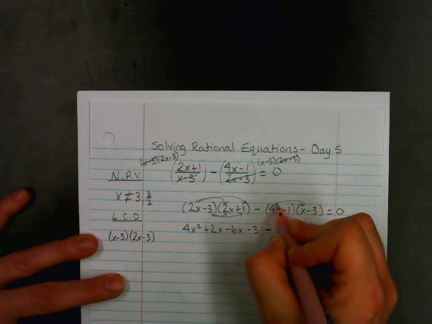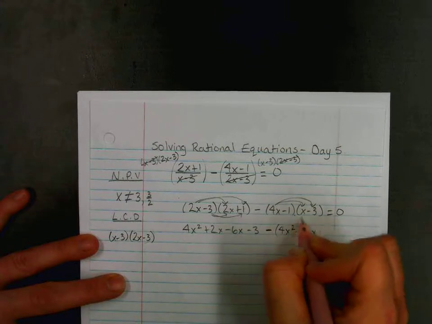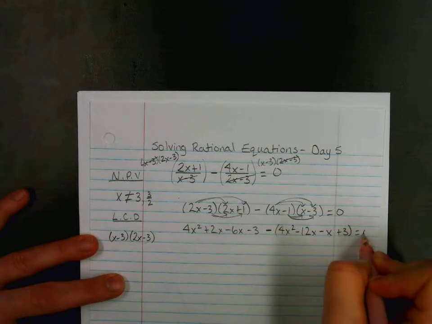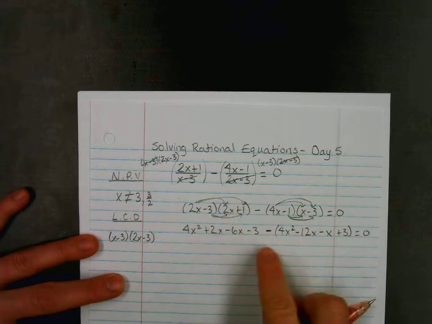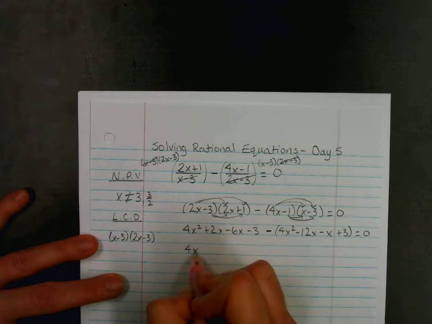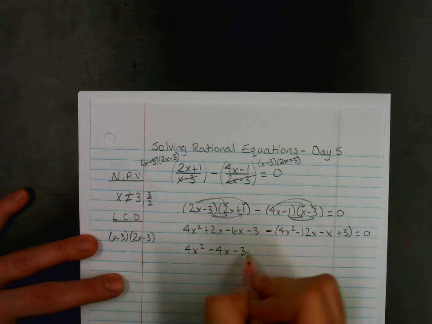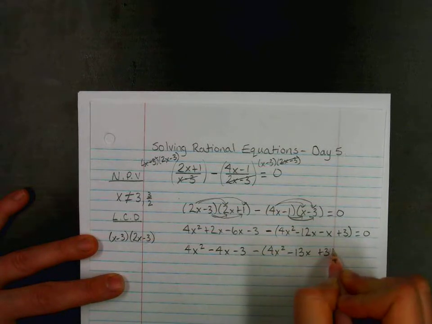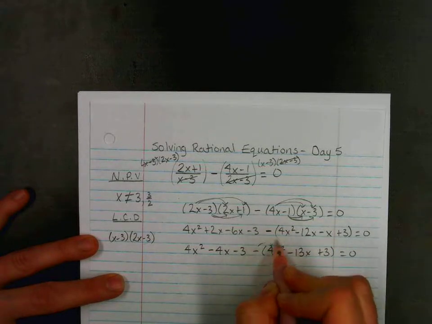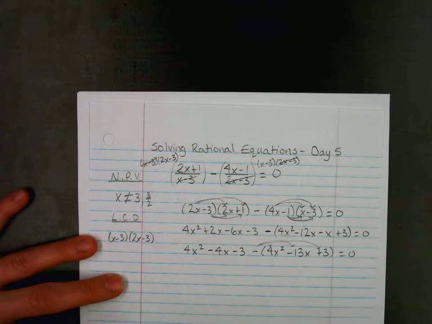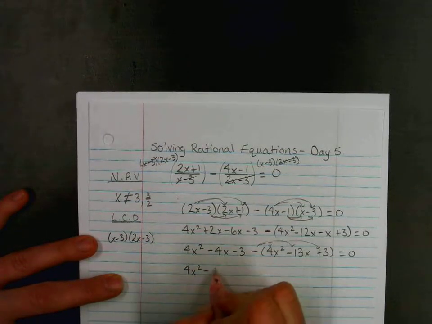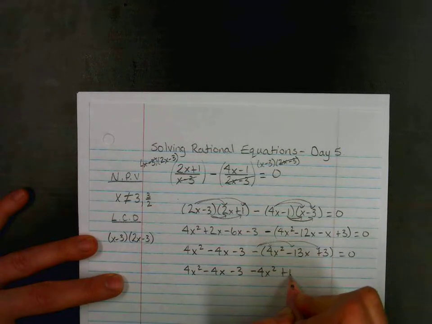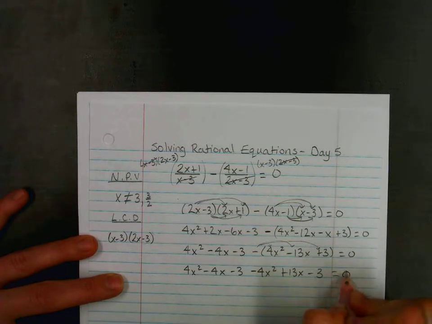4x squared minus 12x minus 1x plus 3. I'm now going to collect like terms. I'm still going to keep this inside my brackets for right now. Now I'm going to run that negative through my set of brackets. So this becomes a negative 4x squared plus 13x minus 3 equals 0.